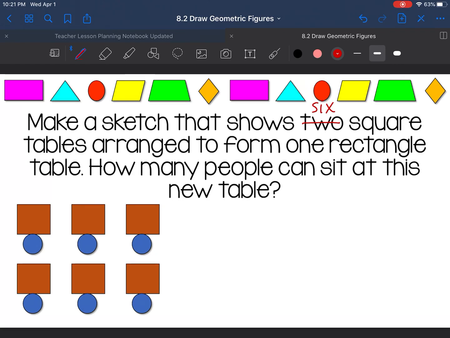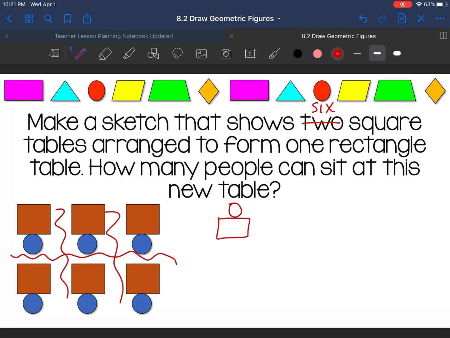Now, I can't keep my tables like they are right here in our picture, can I? Because that's not forming one rectangle table. That has open space here in the middle and spaces here on the sides. So I need to redo this so all of my squares are together.